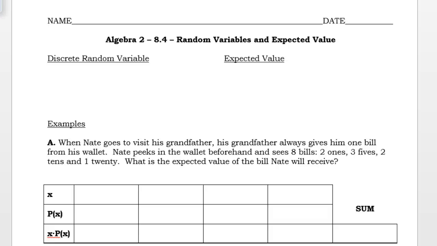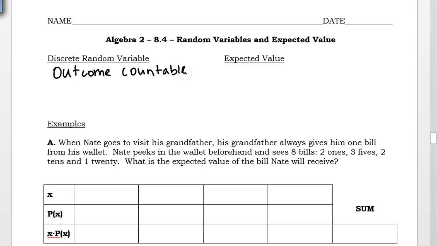This is Algebra 2, Lesson 8.4, Random Variables and Expected Value. A discrete random variable is an outcome that's countable, would be the easiest way I think to put it. So 1, 2, 3, 4, countable, or 10, 20, 30, countable. We wouldn't want anything like red or heads. That's not countable, they don't have a value to them.